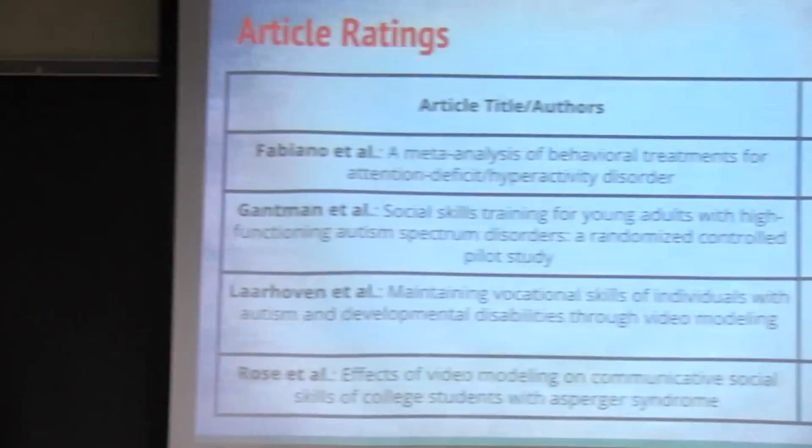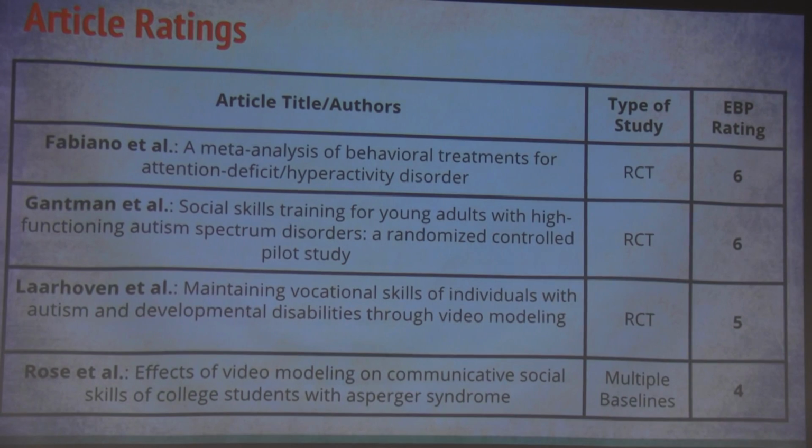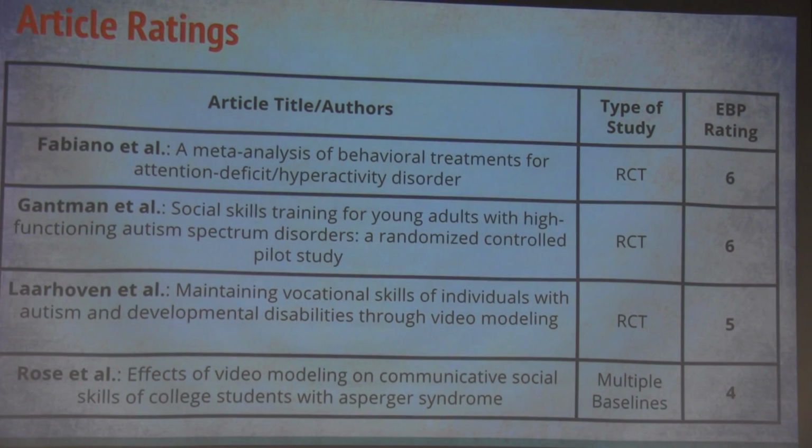Good is within that 6 to 5 range. Poor is within the 4 to 1 range. So going off of that a little bit more, our first randomized control trial that we found, we rated as a 6, and this dealt with a meta-analysis of individuals who had ADHD. Next, we found a randomized control trial that we again rated as a 6, and this focused on high-functioning adults with ASD and the social skills training.